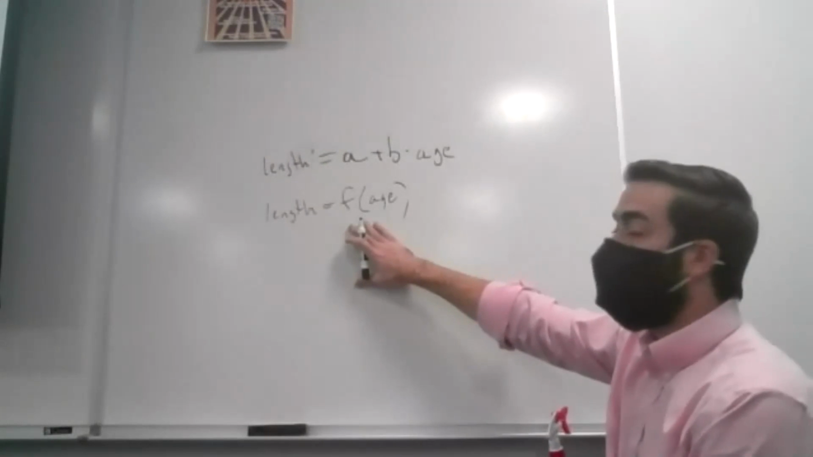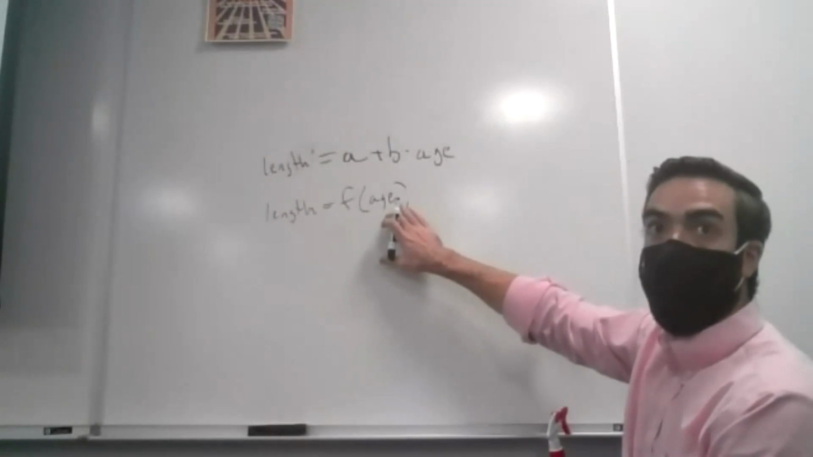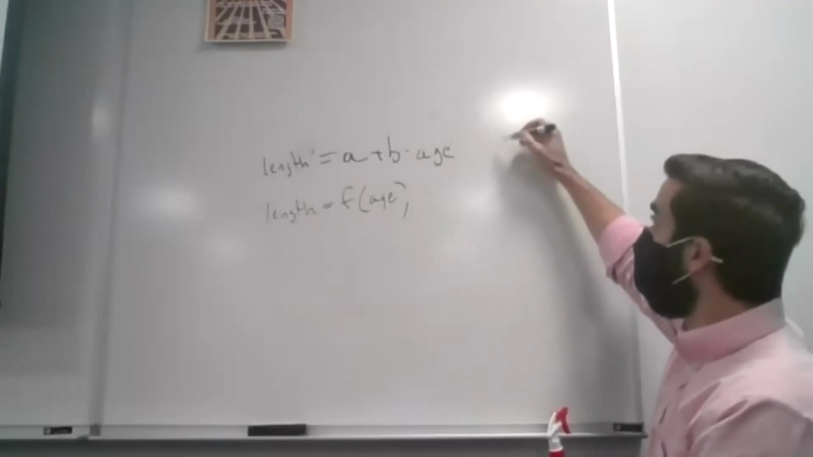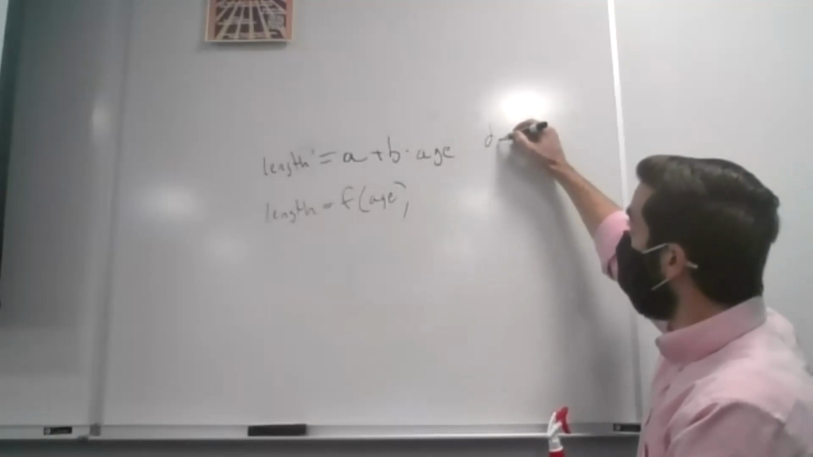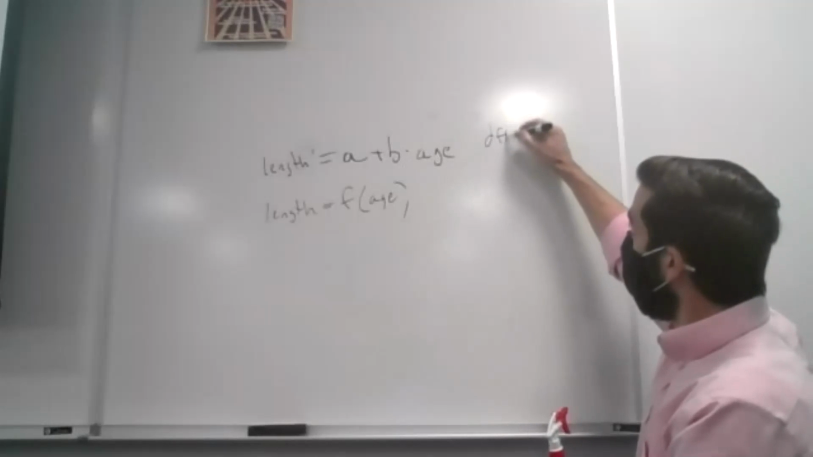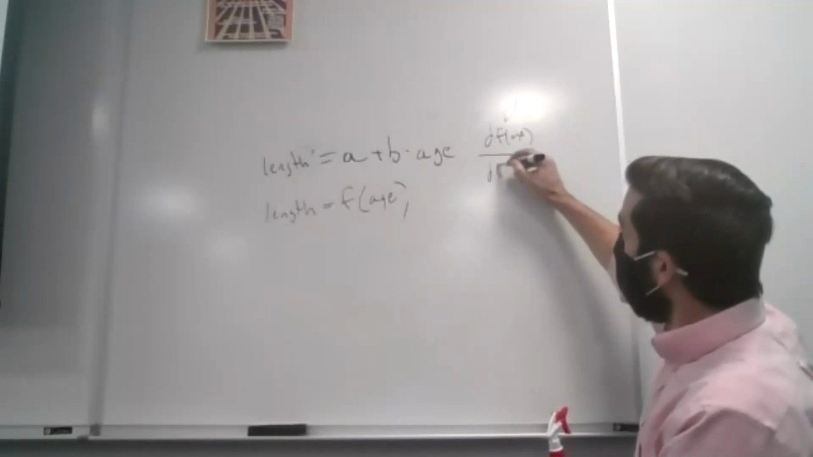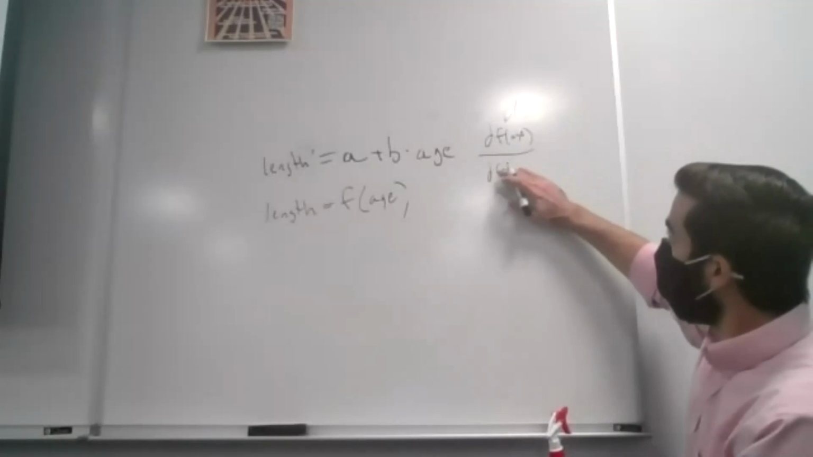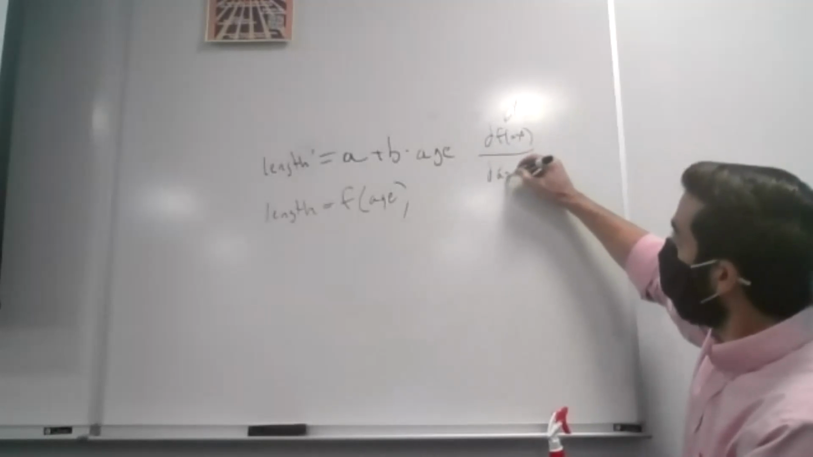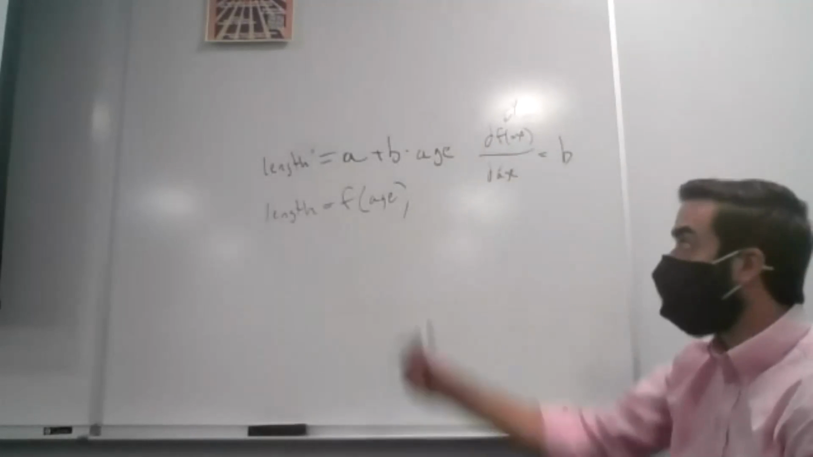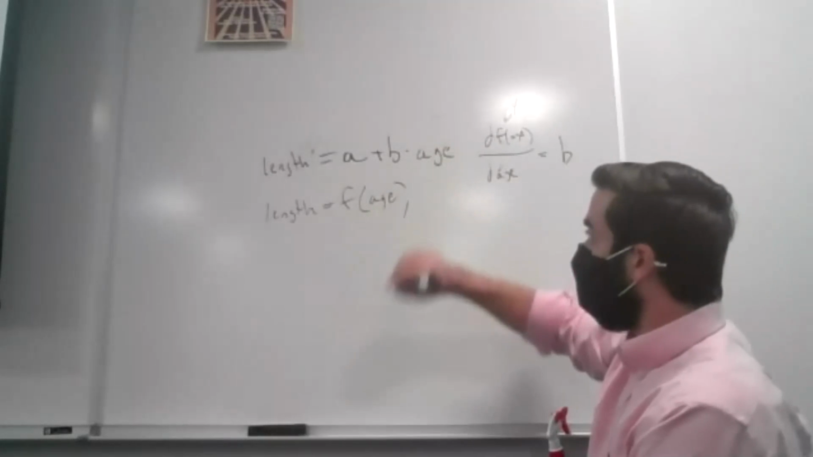So if I take a derivative of this function with respect to the x variable, what am I left with? Think about the derivative of f of age, or think about y here, with respect to age. All I'm left with is b, right? If I take a derivative of this function with respect to age, I'm just left with b.